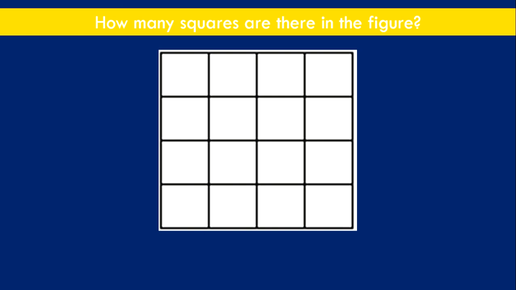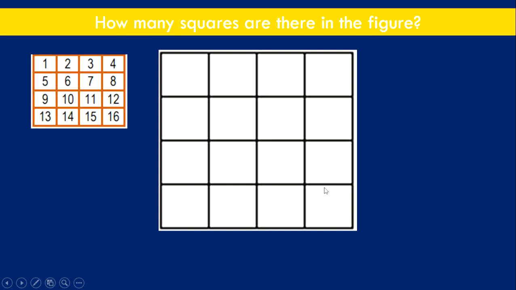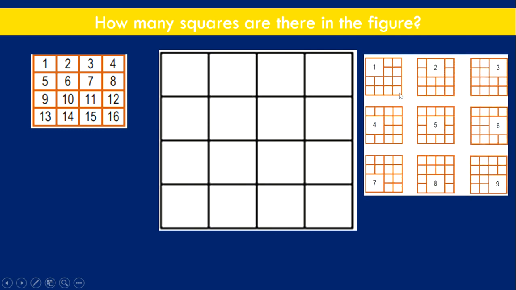Let's start first with the 1 by 1. If we count all the squares here, there are 16, 1 by 1. And then for the 2 by 2, all we need to do is to identify those squares. If we count that, we have the first square for the 2 by 2, the second square, the third square, the fourth square, and so on. As you can see, there are 9 possible squares of 2 by 2.